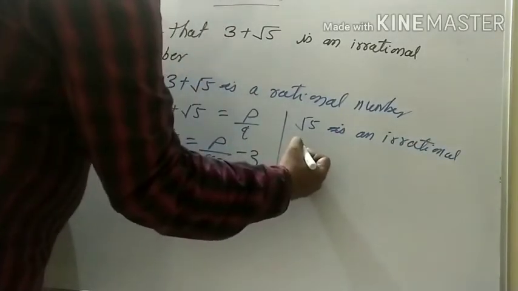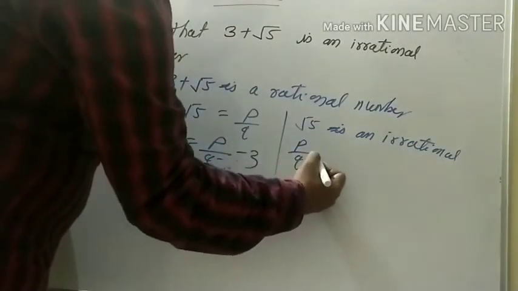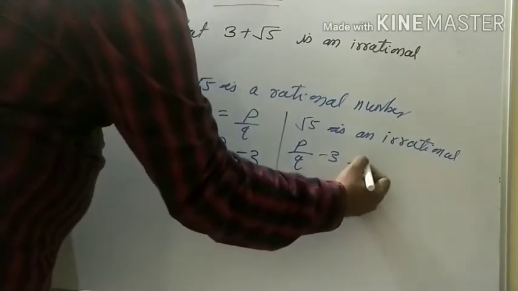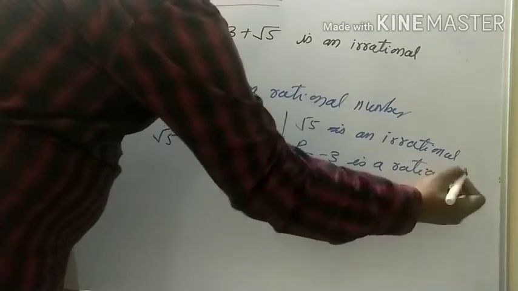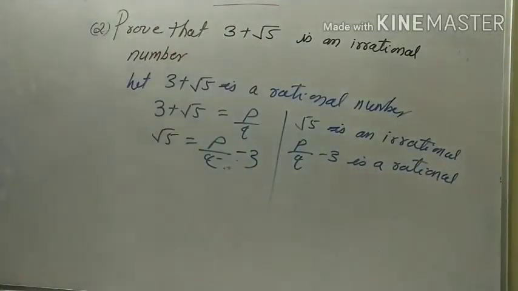And P upon Q minus 3 is a rational number. Therefore, in this also our contradiction: 3 plus root 5 is a rational number is wrong. Therefore 3 plus root 5 is an irrational number.